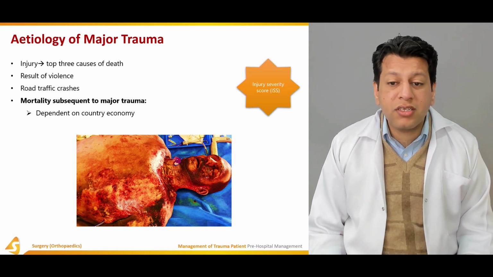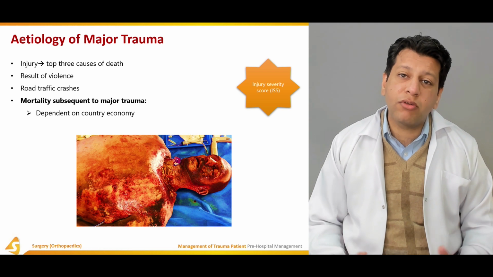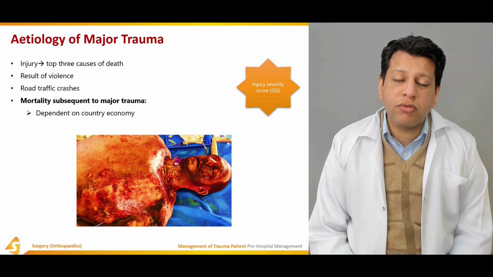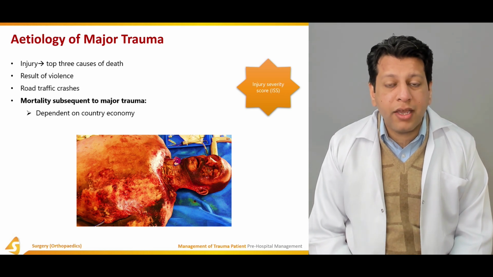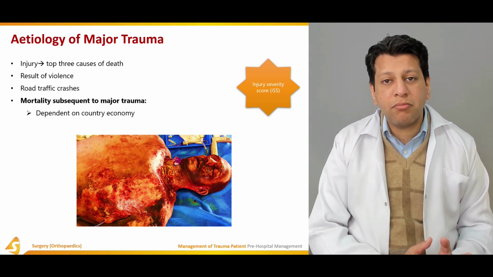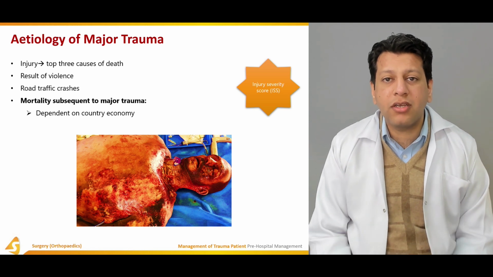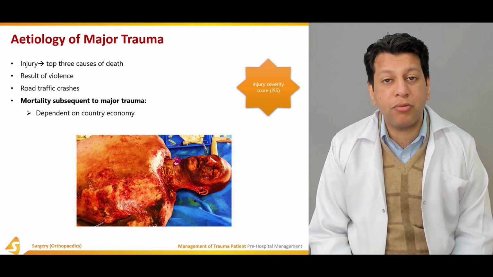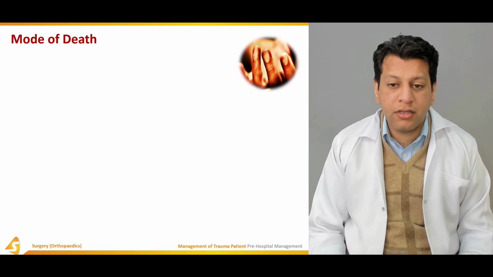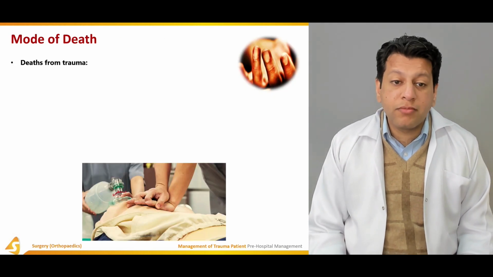There's a term called the injury severity score. It is a scoring system which involves multiple areas in which the patient is scored accordingly. If it has a very high value, that means there is an increased likelihood of the patient having high morbidity or high mortality. Now coming to the mode of death.